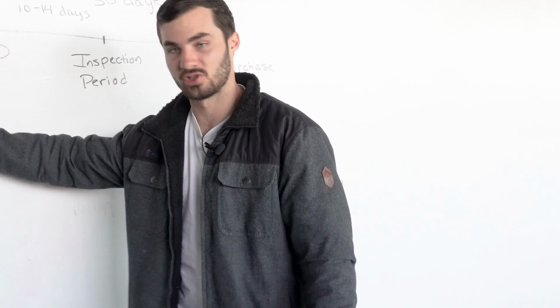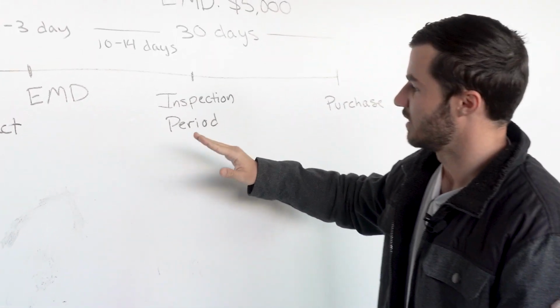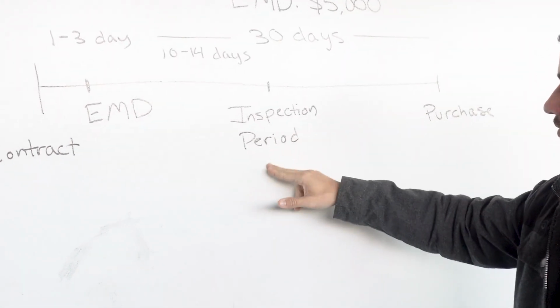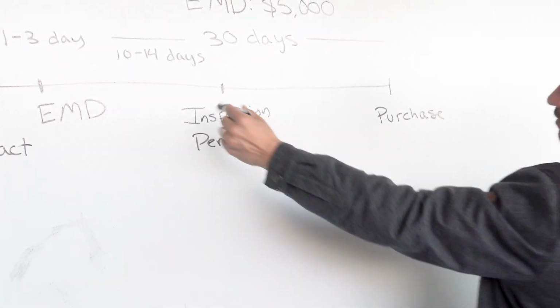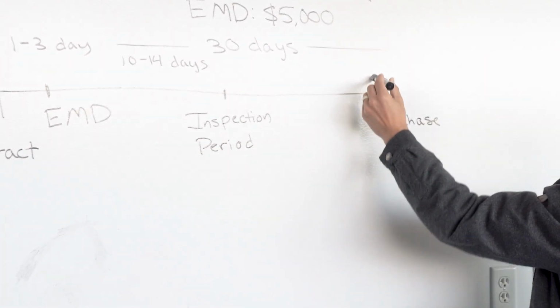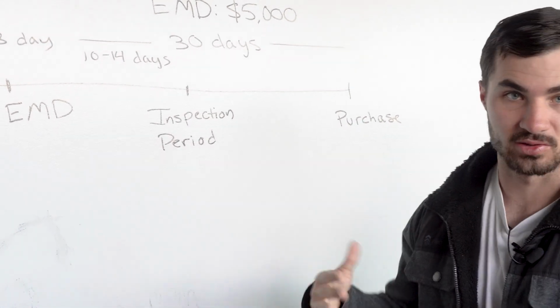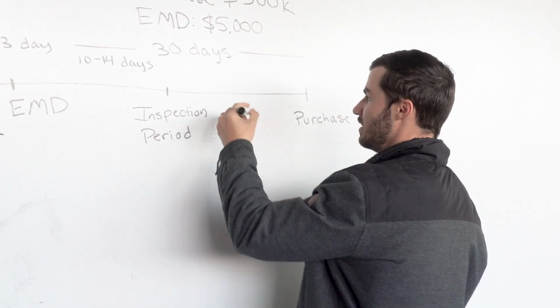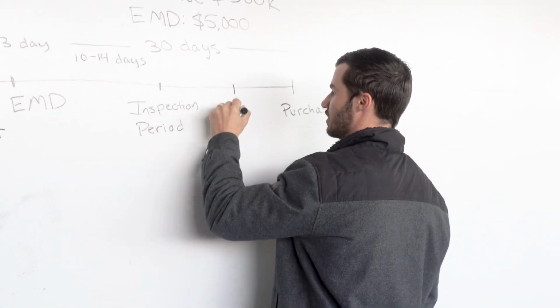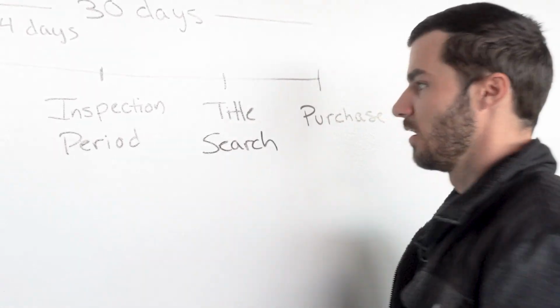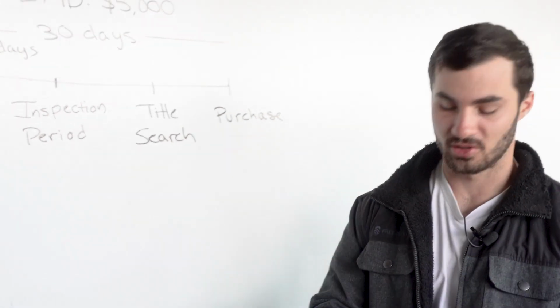So we've got under contract, we put down our EMD, now we get past the inspection period. Now, once we get past the inspection period, we've got the rest of this timeline, so another 2 weeks or so before we hit that purchase. What else is gonna happen? We've already passed the inspection, we've approved that everything is good. The main and last thing that we'll put in here is the title search. And this is something that's typically not done until after the inspection period.